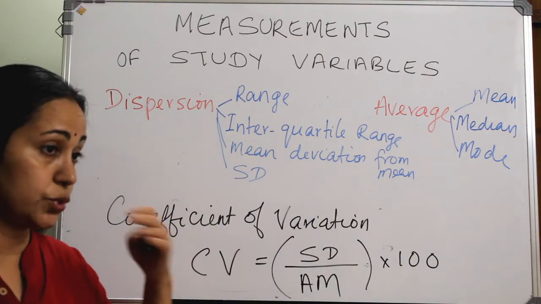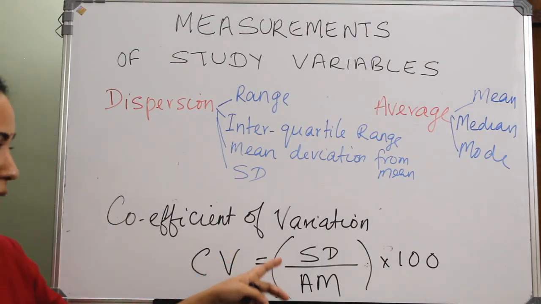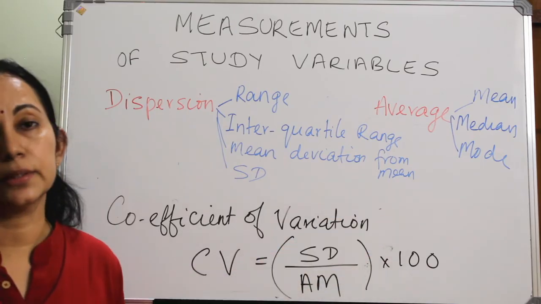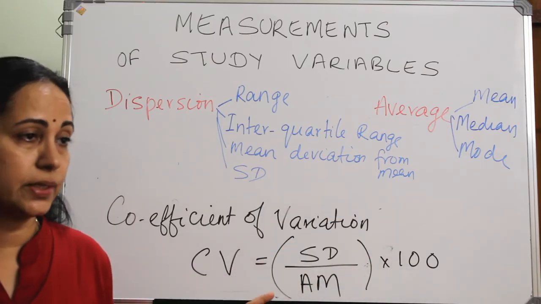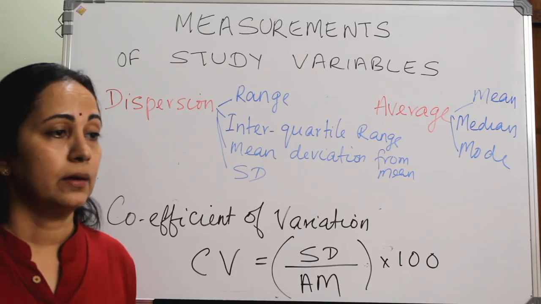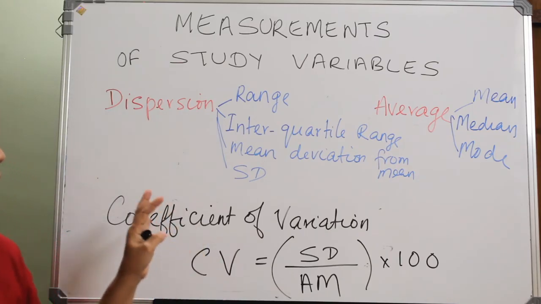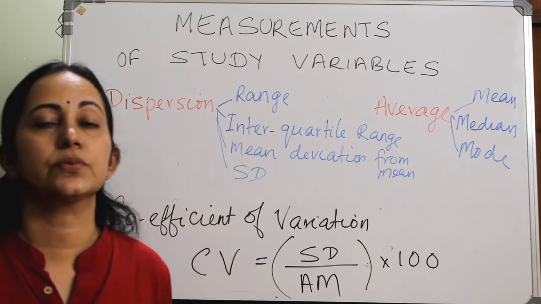You should be aware of this one also. Standard deviation divided by mean, and we take the percentage of that. Coefficient of variation is used to find out the relative variability between different groups. Okay, so these are the measures of variability.